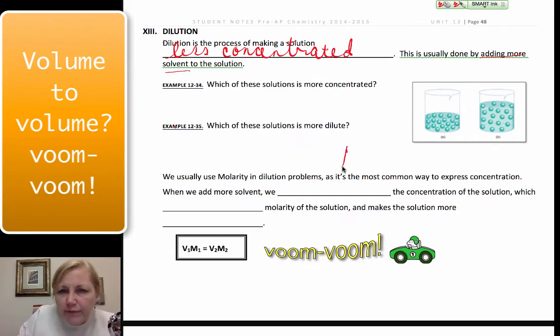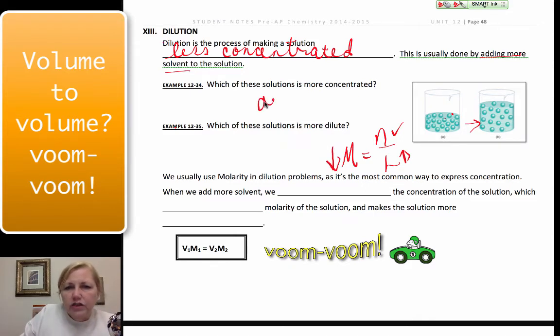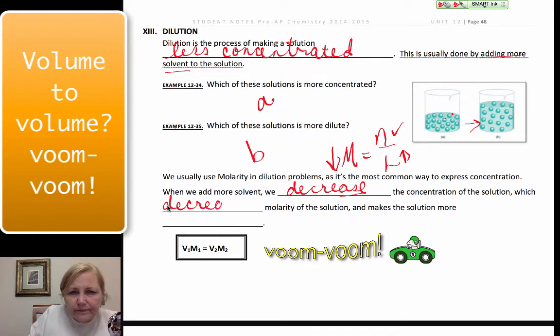So if we compare these two pictures, molarity is moles per liter. If you count the little dots that represent the solute, you'll find out those are the same, but if we increase the volume by adding more solvent, we decrease the molarity. So A is more concentrated, B is more dilute. So when we add solvent, we decrease the concentration, hence we decrease the molarity, and we make the solution more dilute.